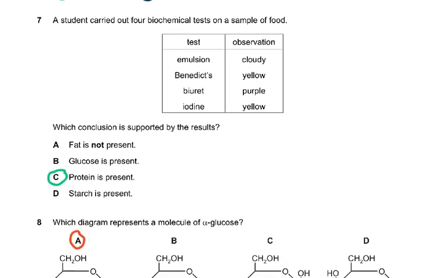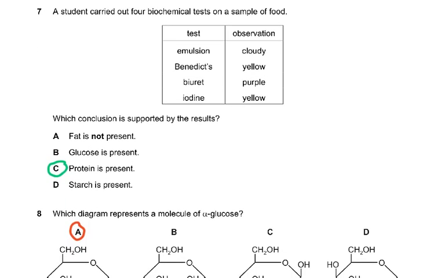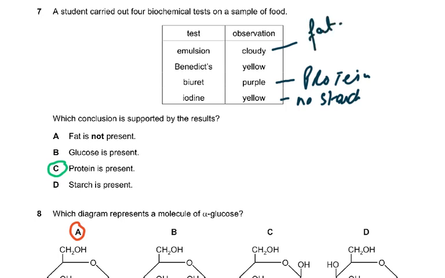Then coming on to question number 7, a student carried out 4 biochemical tests on a sample of food. Emulsion test was cloudy, Benedict's test was yellow, biuret test was purple, so protein present. Iodine was yellow. If it is blue-black, starch is present, but there is no starch in it. Benedict's was yellow, emulsion was cloudy, so cloudy means fat present. Yellow means reducing sugar present.